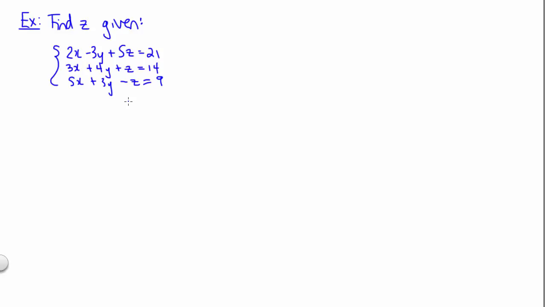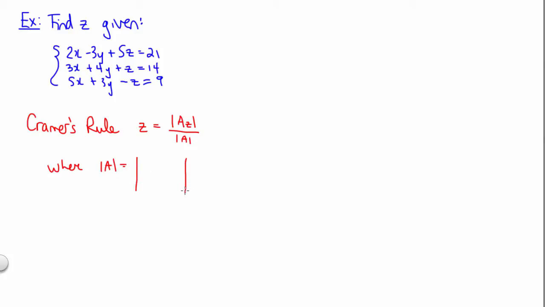In this video, we'll take a look at Cramer's rule. The problem is to find the value of z given the following system of equations. Well, Cramer's rule tells us that the value of z is the ratio of two determinants. It's the determinant of Az over the determinant of A, where A just represents the coefficient matrix of the system.